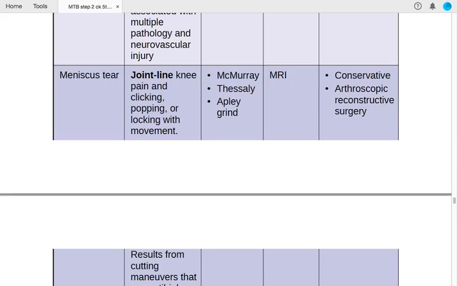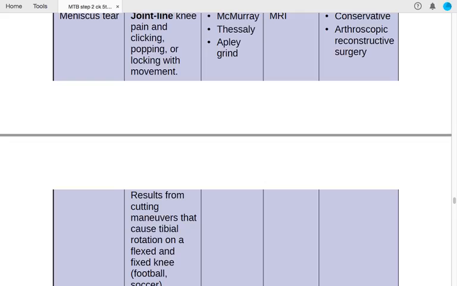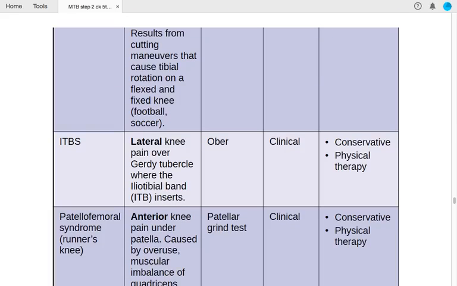How are we going to diagnose them? With the help of the McMurray test, the Thessaly test, or the Apley grind test. We'll see the video of the Apley grind test, right? And how are we going to confirm the diagnosis in these patients? With the help of MRI, and we'll give conservative therapy and arthroscopic surgical procedures for these.